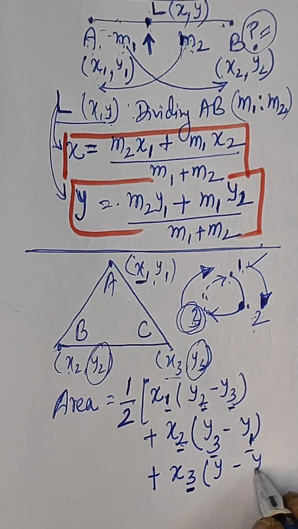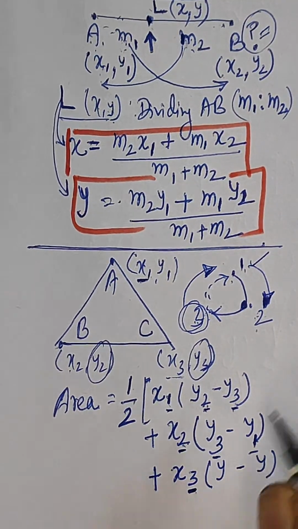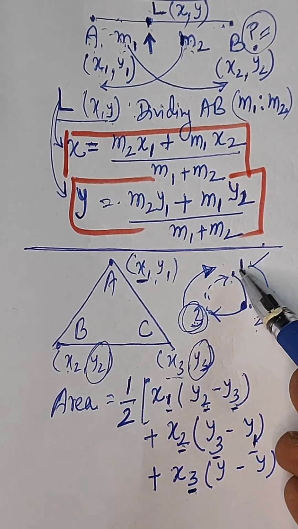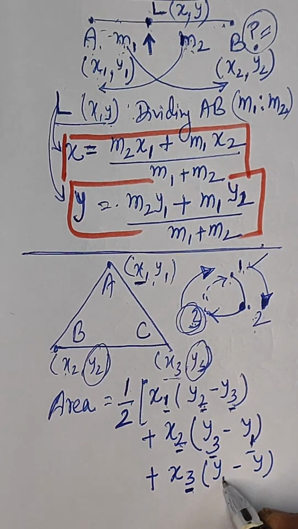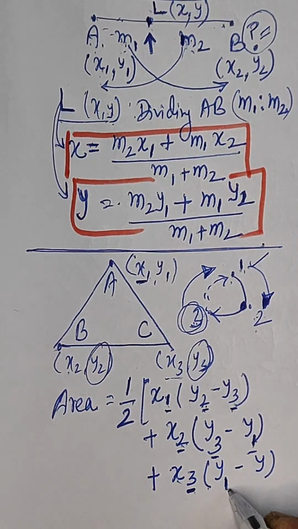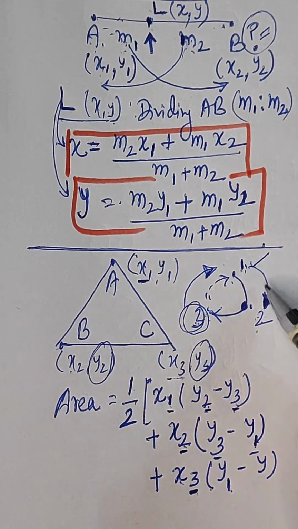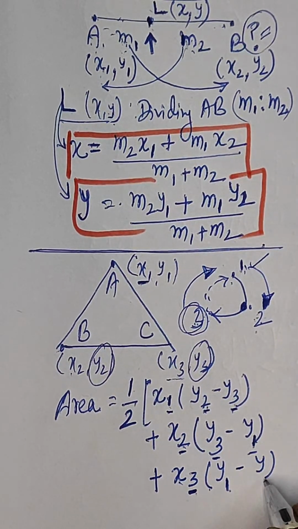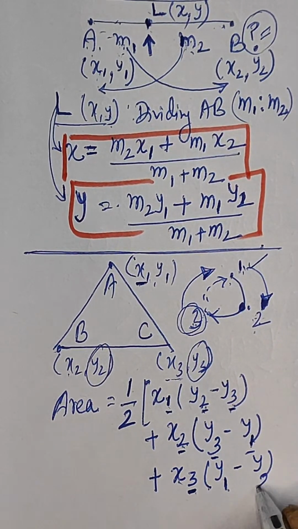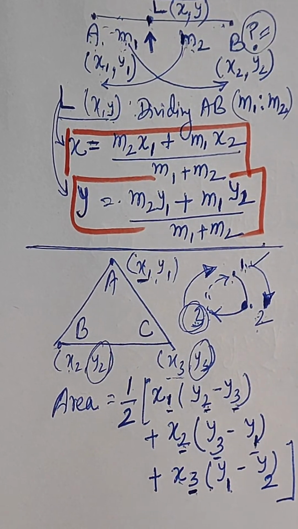Now if x3 is taken, it will be multiplied with the difference of the y coordinates. But what are those y coordinates? If 3 is taken, then after 3 it will be 1. So x3 is multiplied with a difference of y1, and next will be 2. Just follow this sequence, right? y1 minus y2.